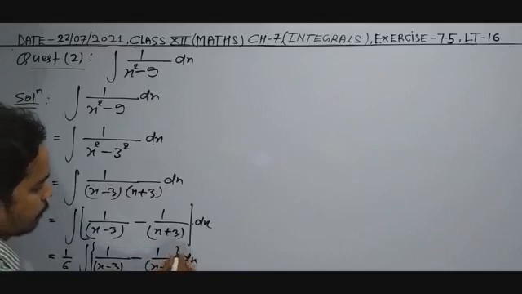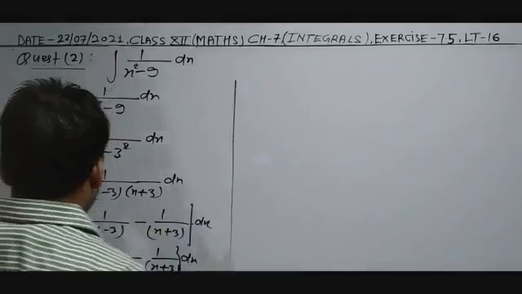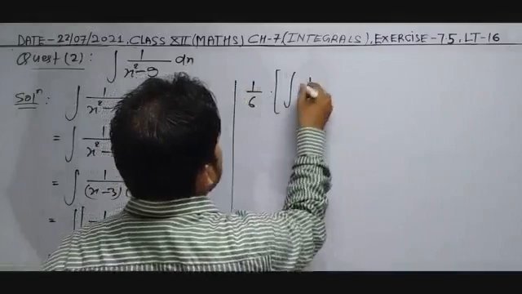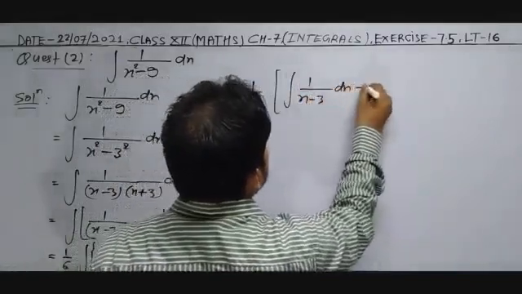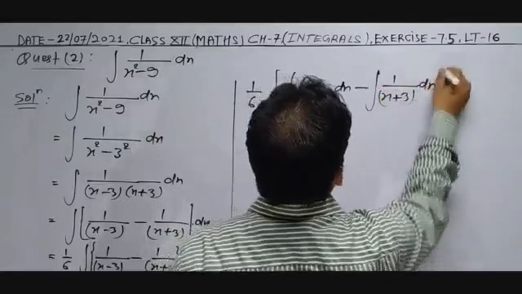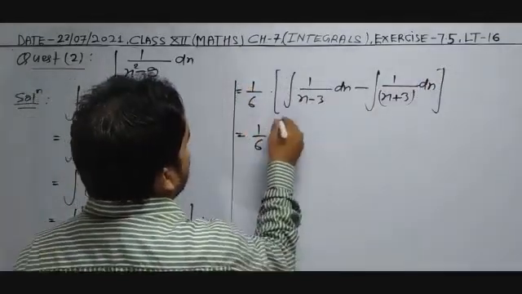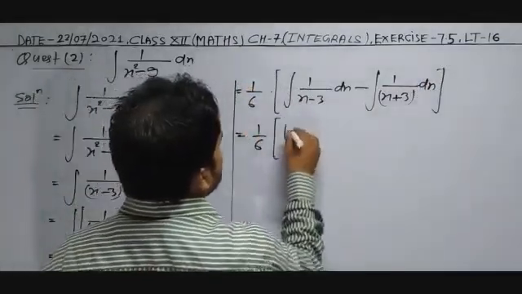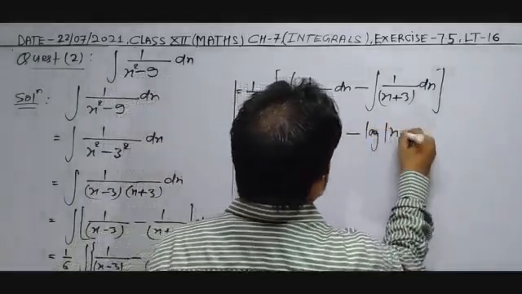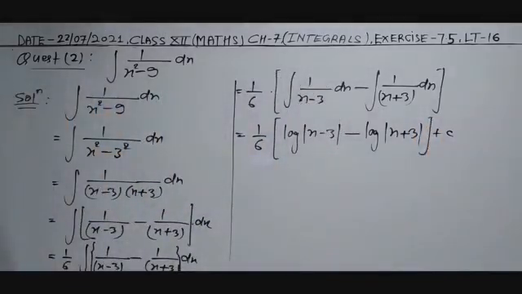This is the format. We have to integrate. So now 1/6 times the integration of 1/(x-3) dx minus the integration of 1/(x+3) dx. And now what will be the value? 1/6, its integration is log|x-3| minus log|x+3|, plus c. c is the constant of integration.